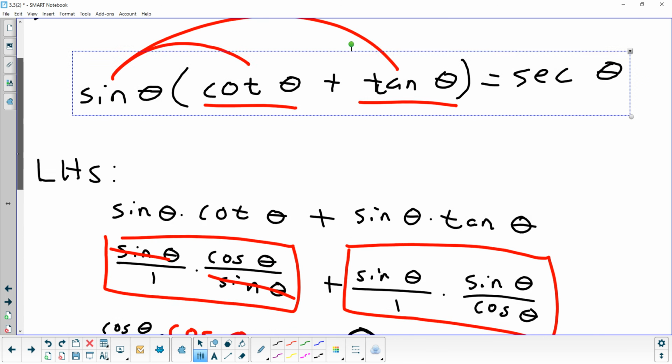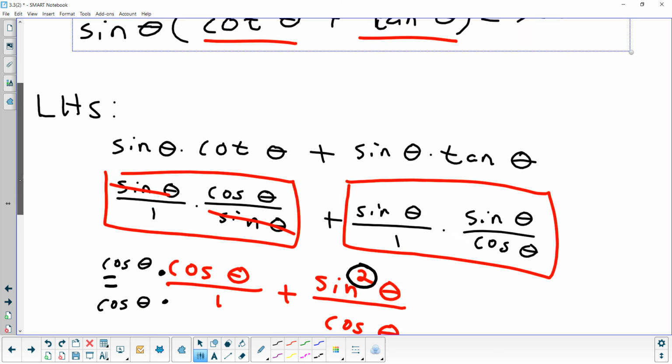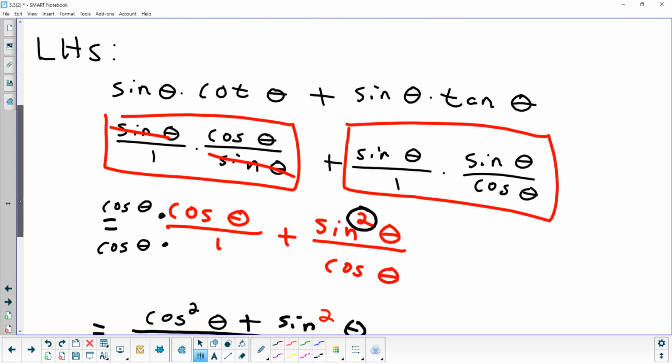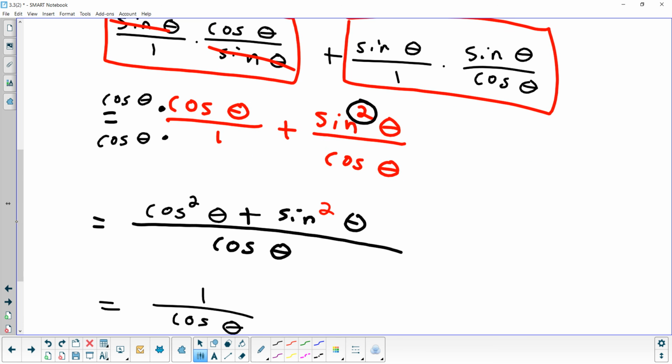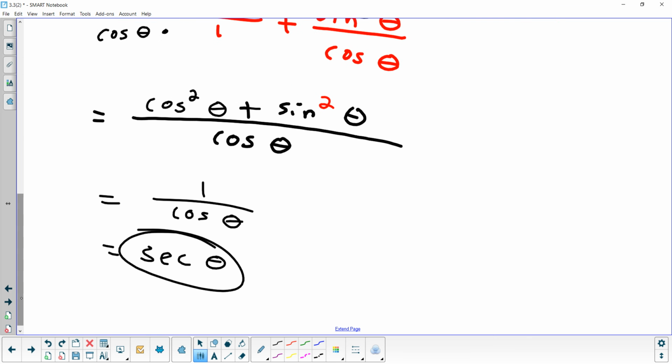All right, so that was a little bit harder. It involved a distributive property, change to sines and cosines. Then we found a common denominator, which gave us a Pythagorean identity. So that one really had like four steps in it. Okay, any question on that one?